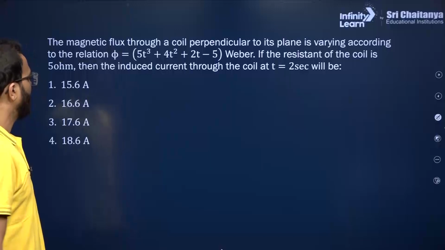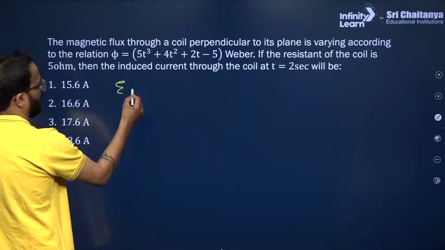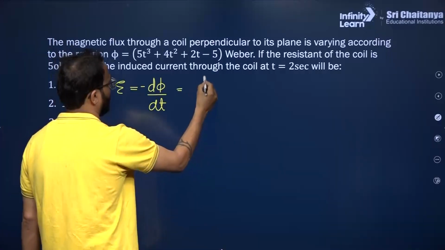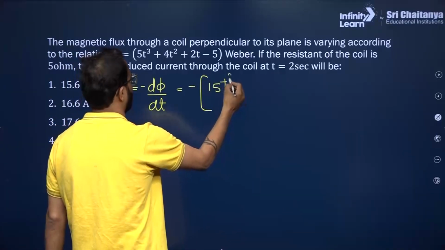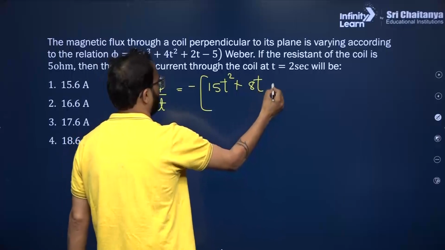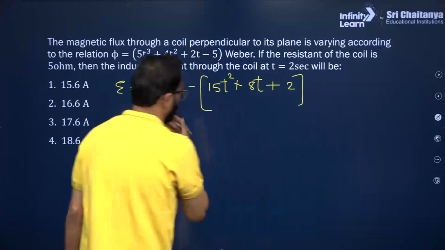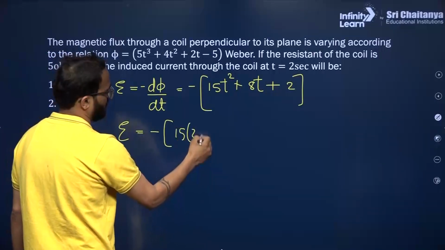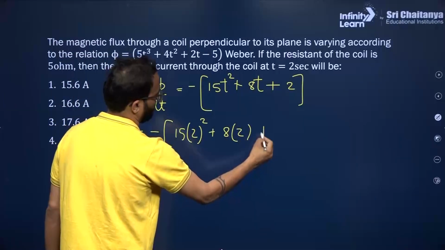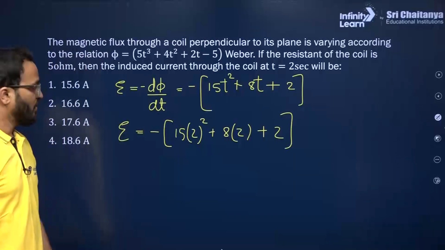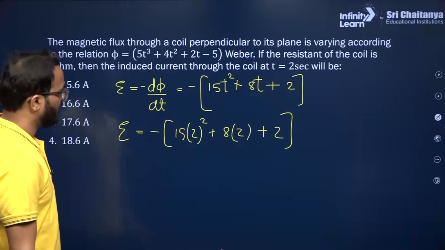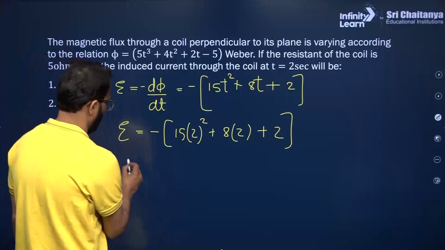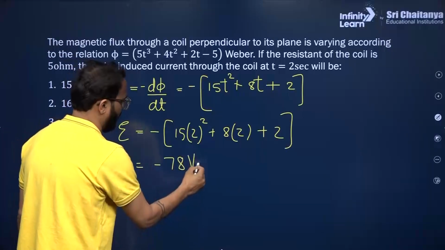Quite clear. Now what they are asking is current. Simple. Flux is given, so what is EMF? Minus d phi by dt. Okay, so this will be how much? Minus 15 t square plus 8 t plus 2, right? Now what is the time? 2 seconds. So what is EMF induced? 15 into 2 square plus 8 into 2 plus 2. How much is this? 2 2's are 4, 4 15's are 60, 60 plus 8 2's are 16, 76 plus 2, 78. Okay, so EMF will be minus 78 volts.